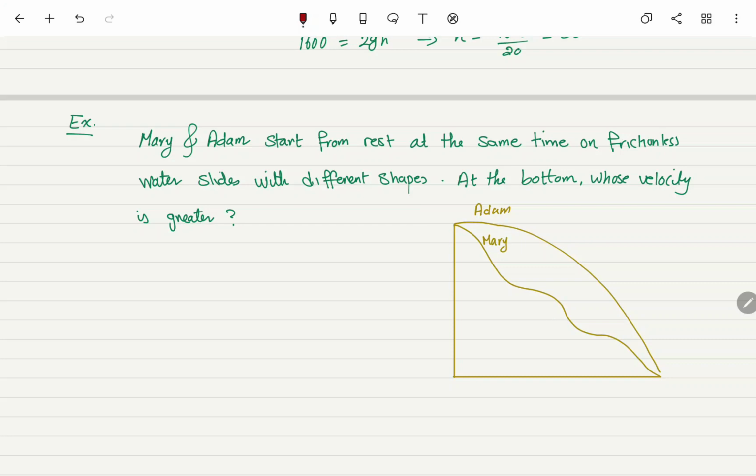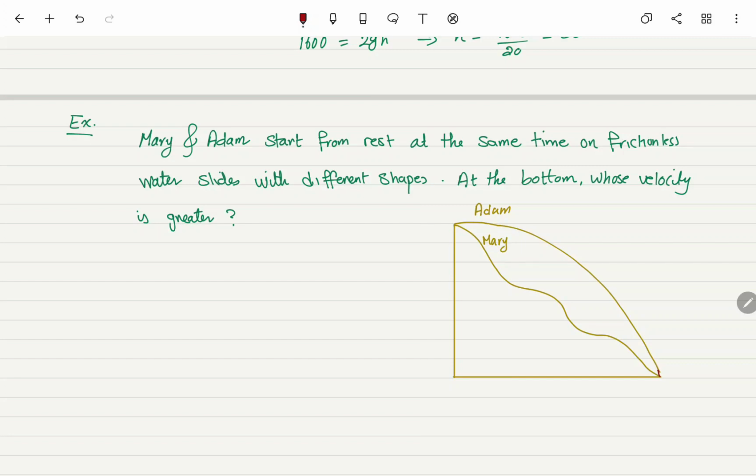Now in this case here, this is Adam and this is Mary. Both start from rest in different tracks and different shapes. Both start from the same point and both end at the same point. Now which one will have greater velocity right at the bottom of these tracks?